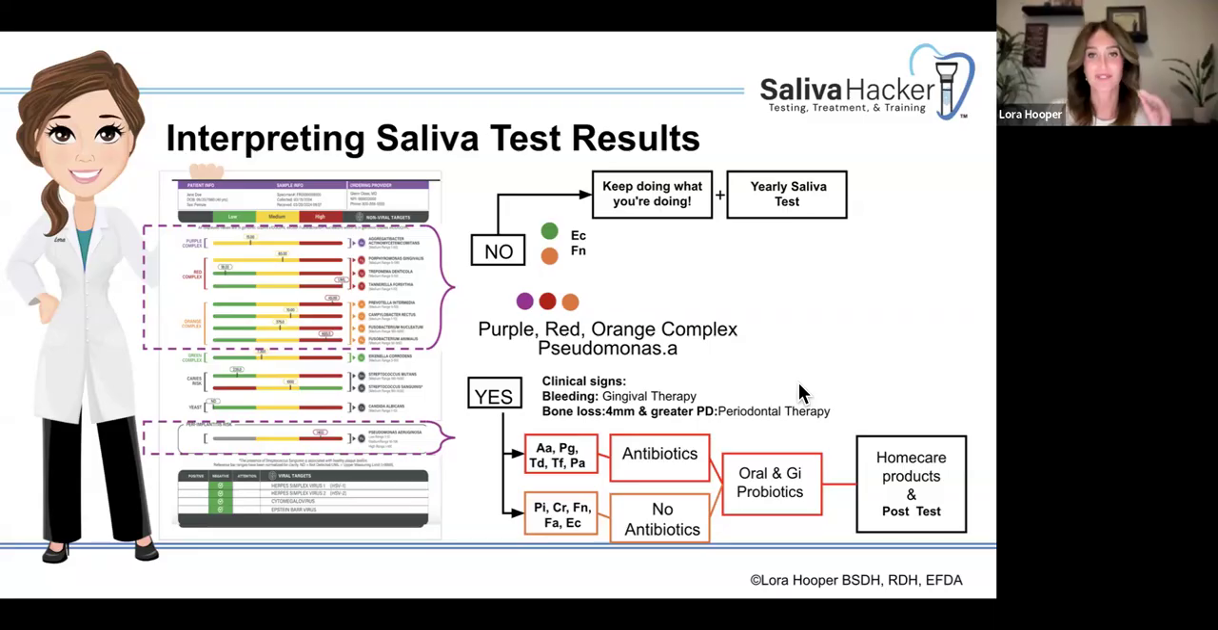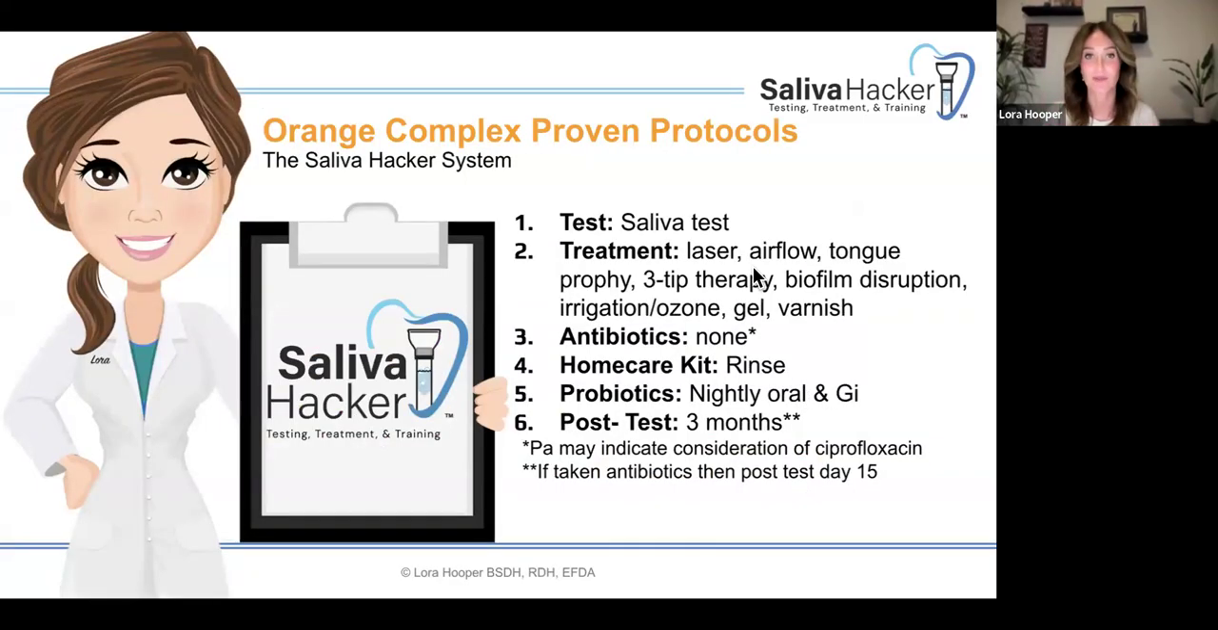So take this away. I'm going to show you here just really quickly what that looks like with the orange complex. This is my proven protocol that when you do your saliva test, you see that you just have that orange complex. You're going to go in there, disrupt the biofilm with whatever you have, right? You're going to break that up. You don't need that antibiotic because orange responds to treatment and products.